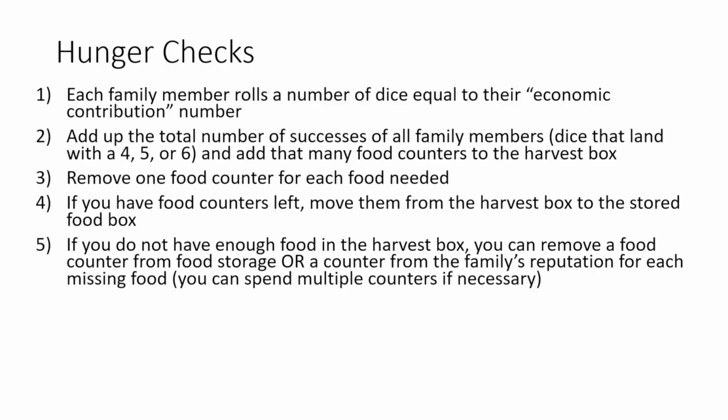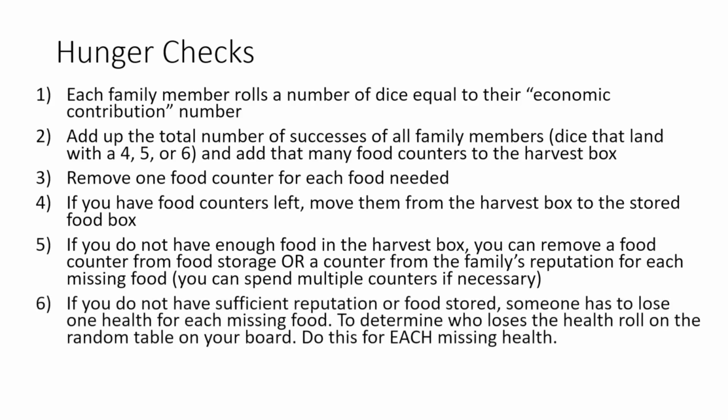If you do not have enough food in the harvest box, you can remove a food counter from food storage or a counter from the family's reputation for each missing food. If you do not have sufficient reputation or food stored, someone has to lose 1 health for each missing food. Determine who loses the health, roll on the random table on your board. Do this for each missing health. If anyone dies, inform your instructor.